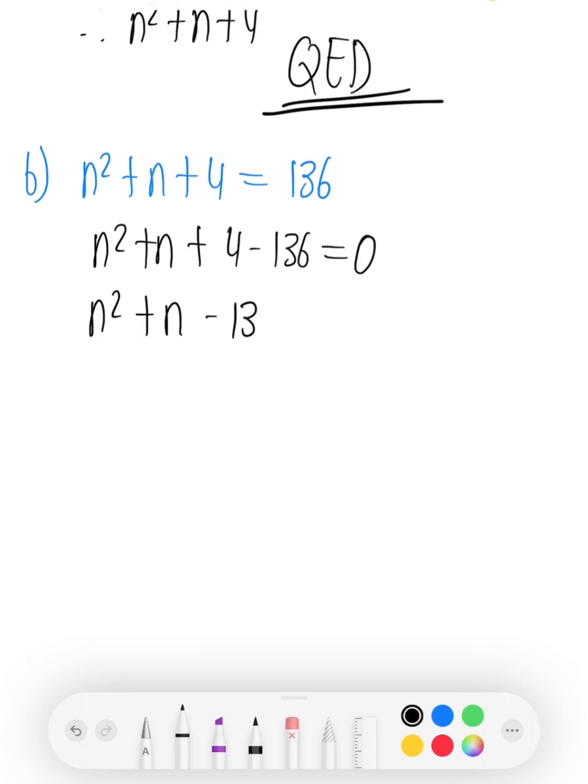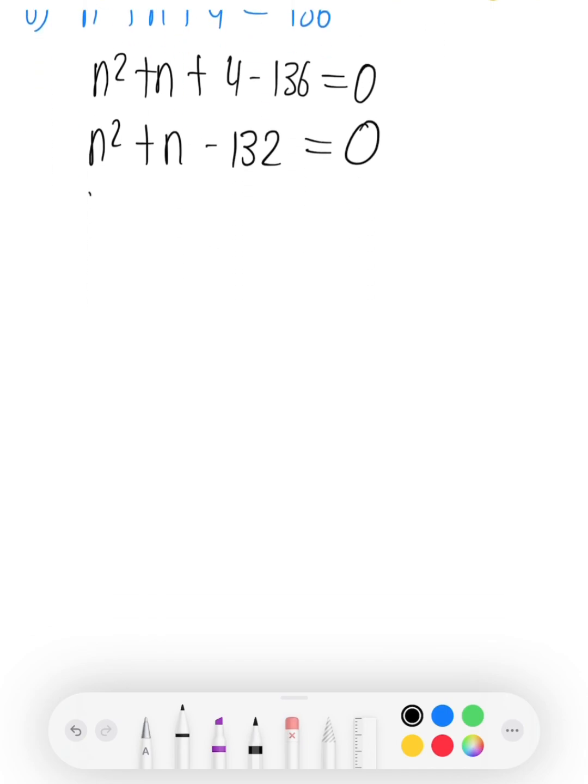That's a mistake from me. Minus 132 equals 0. So we will get n plus 12, n minus 11. And you'll know that's correct because 12 plus negative 11 will indeed give you plus 1, which will be the n term. So let's have a look if we expand this.